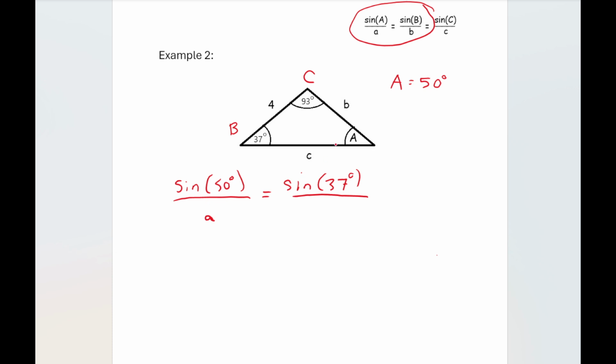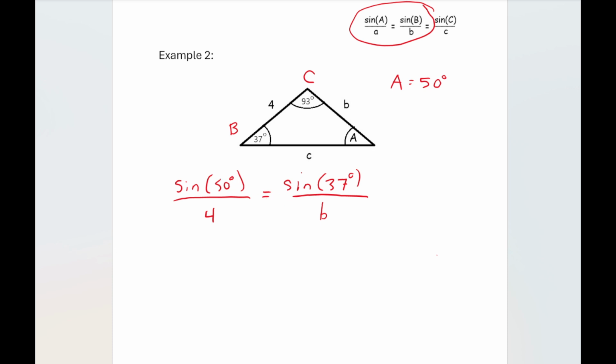and that's going to be divided by our side B, which is our unknown. We do know our A. A is 4. All right, and we just need to use algebra to bring this B by itself.